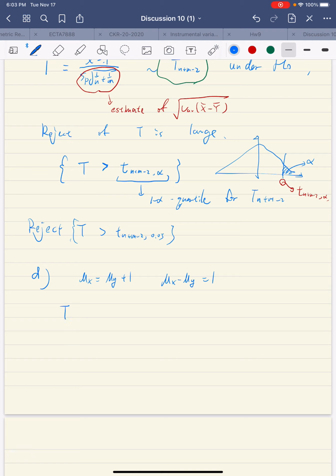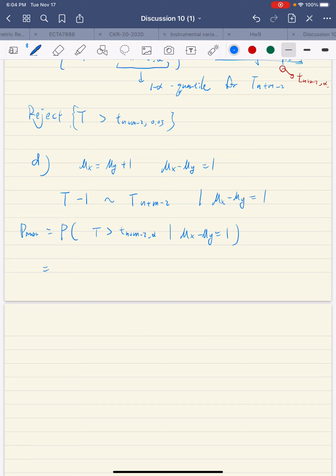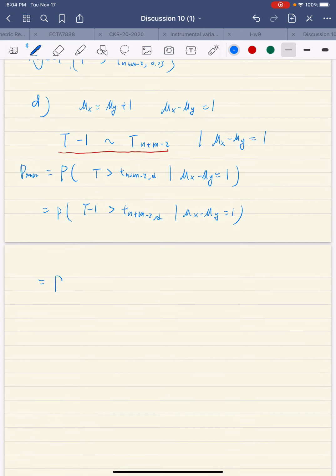So the t statistic will follow a t distribution with n plus n minus 2 degrees of freedom under mu x minus mu y equals 1. And we want to find the power. The power is equal to the probability that we reject, so we reject when the statistic is greater than the cut point t alpha, under the alternative, which is this. And we know we have this, so what we have to do is subtract 1 on both sides. And because this follows the t distribution, we will have this.